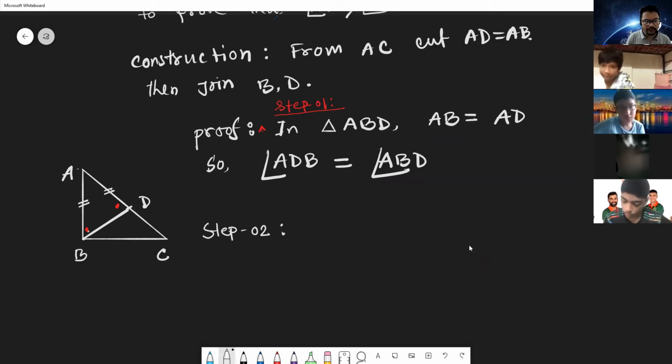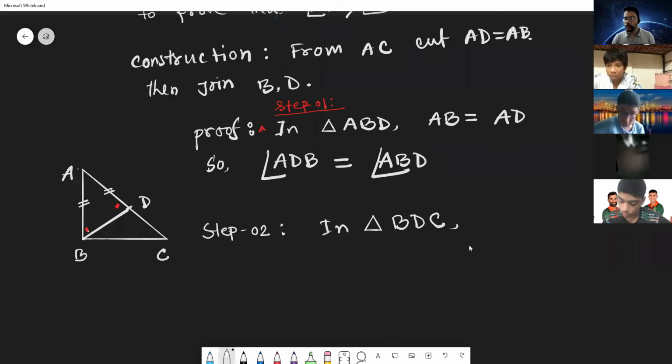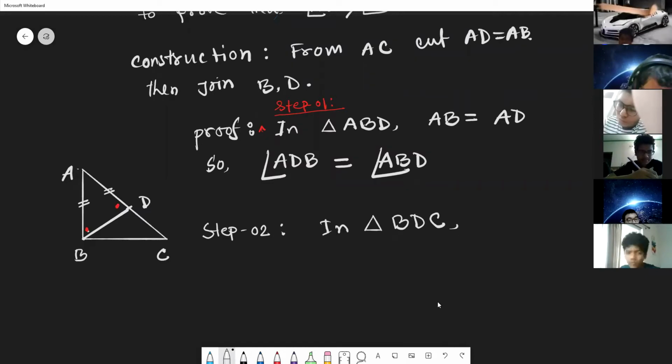In triangle ABD, BDC. So sorry, in triangle BDC. So do you know about external angle, my dear students? Okay, if we draw a triangle here like this, this is called the external angle. If this angle is 120 degrees, this one will be 60 degrees, and this one will be 60 degrees.